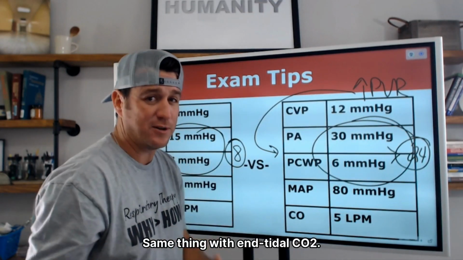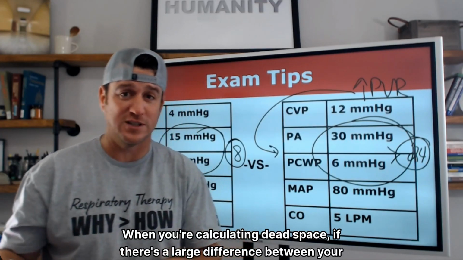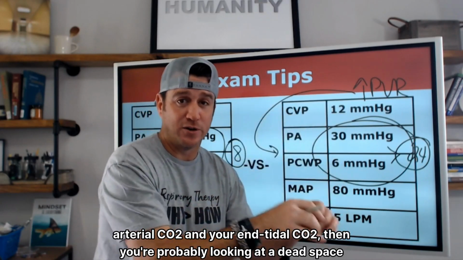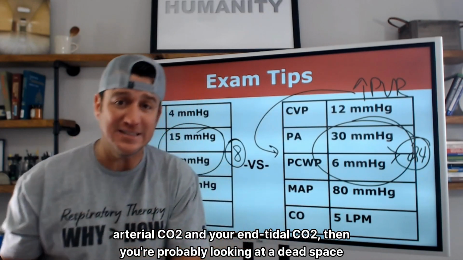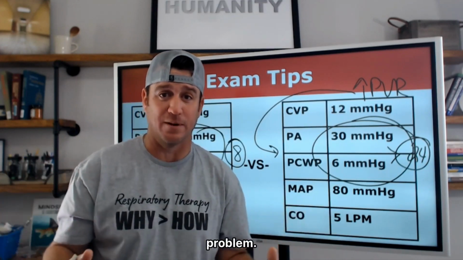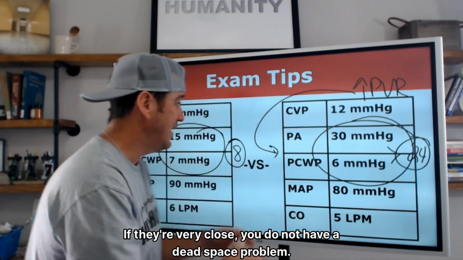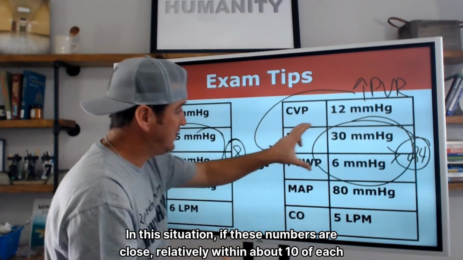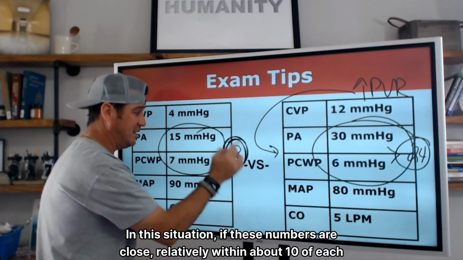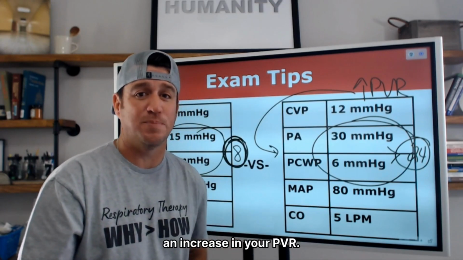Same thing with end-tidal CO2. When you're calculating dead space, if there's a large difference between your arterial CO2 and your end-tidal CO2, then you're probably looking at a dead space problem. If they're very close, you do not have a dead space problem. In this situation, if these numbers are close, relatively within about 10 of each other, then you probably do not have an increase in your PVR.